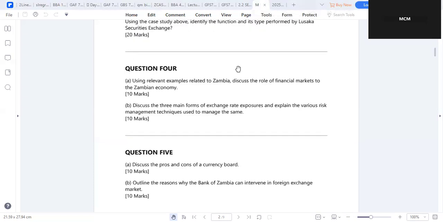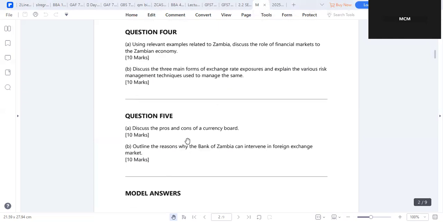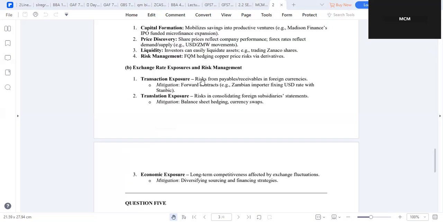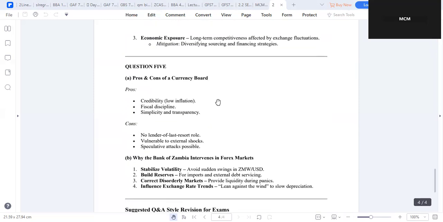Question number 5. Explain the pros and cons of a currency board. Outline reasons why the Bank of Zambia can intervene in the foreign exchange market. So we are going to look at the pros and cons of this, then also look at why the Bank of Zambia intervenes. So when it comes to the pros and cons of a currency board.